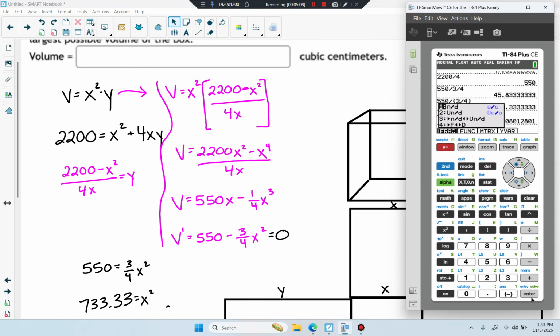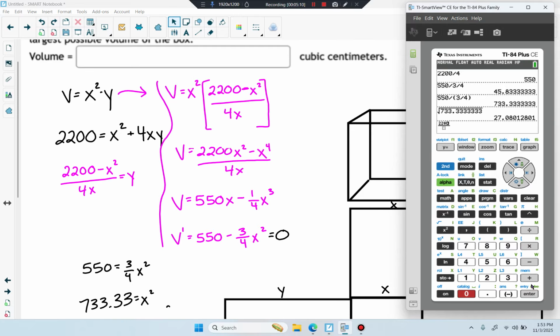y equals 2,200 minus this squared, divided by 4 times that. Nope. Oh, crap. Let's get rid of that. Let's see if I can fix this. We'll do answer like that. 13.54.